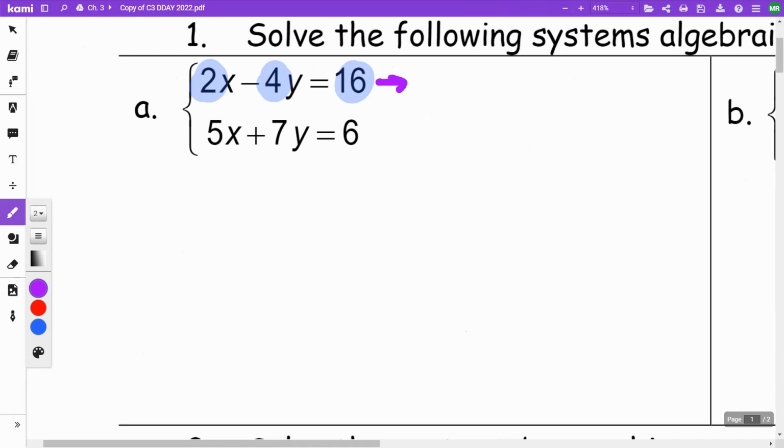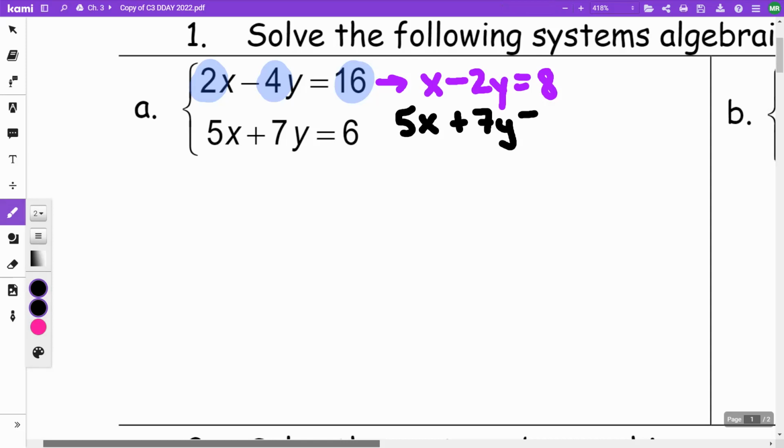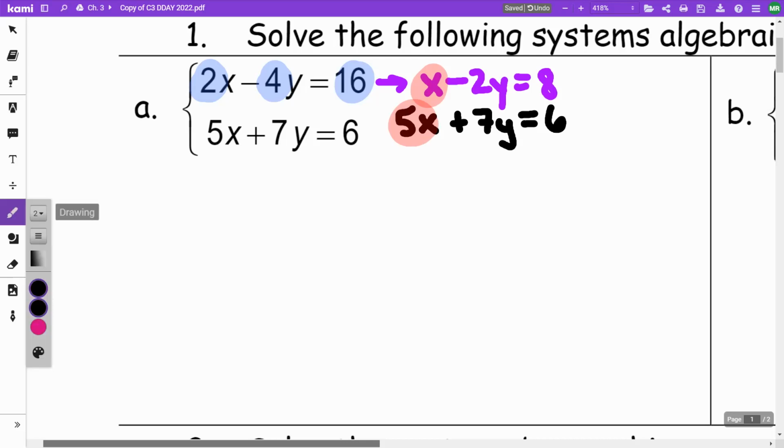And I'm going to get x minus 2y is equal to 8. Now what I want to do is end up with the same number but different signs in front of my x's or my y's. I'm going to use elimination. So I am going to try to get the x's to be the same but different signs. So I am going to multiply everything in the top equation by a -5.